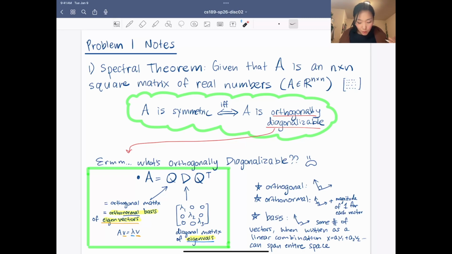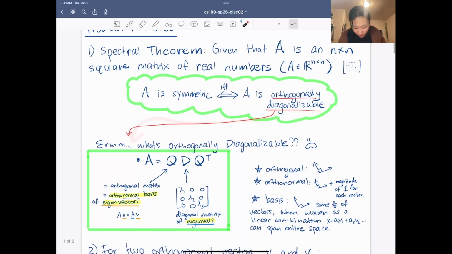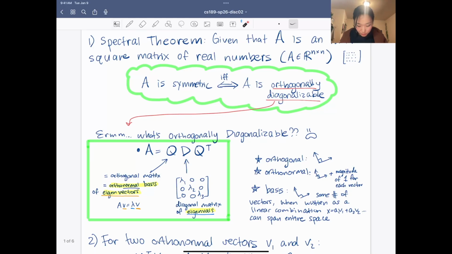First of all, what is the spectral theorem? Given that we have some matrix A that is an n times n square matrix of real numbers, you can see it in math notation, and here's this lovely little square matrix, we know that A is symmetric if and only if A is orthogonally diagonalizable. That word is actually so hard. So what does orthogonally diagonalizable actually mean? Here we have a more clear definition, hopefully.